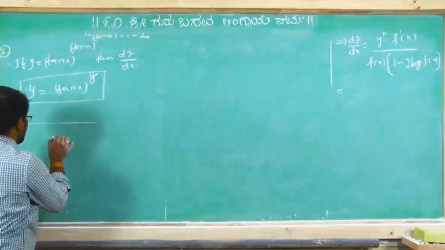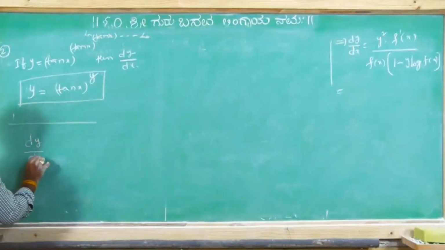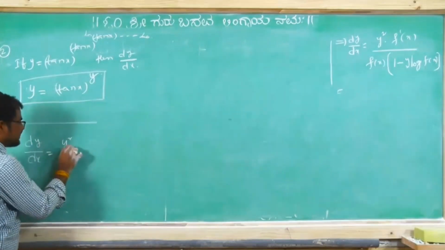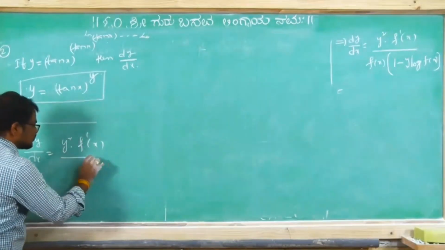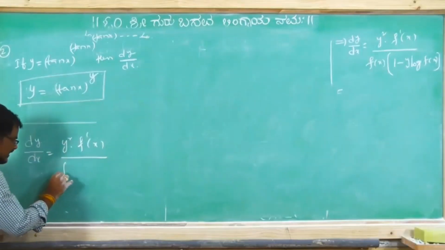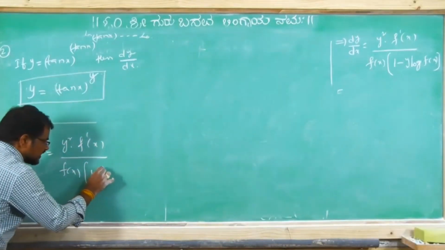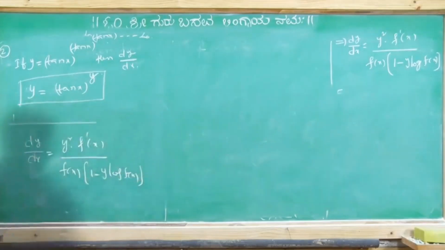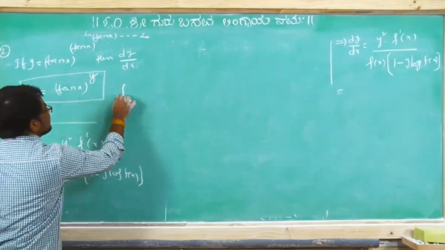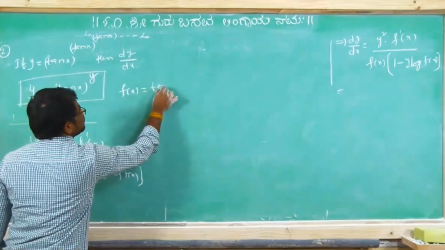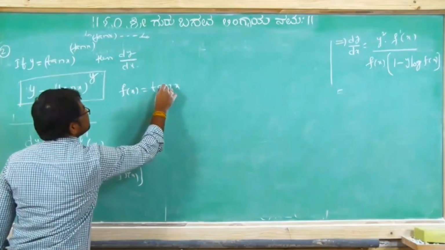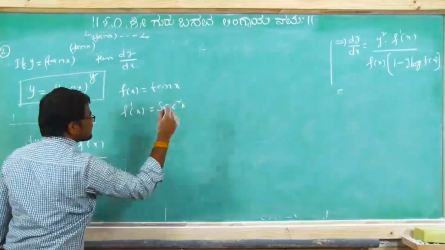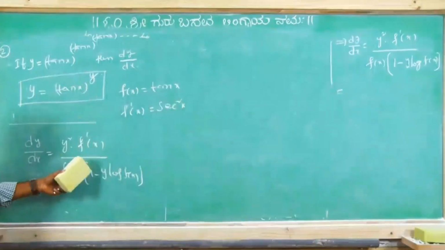And in the entrance part, how do we directly apply this? dy by dx equals y square into f dash x, whole divided by f of x into 1 minus y into log of f of x. Here our function f of x equals tan x and f dash x equals secant square x. Substitute all these values here.